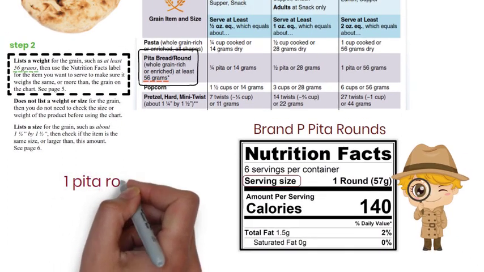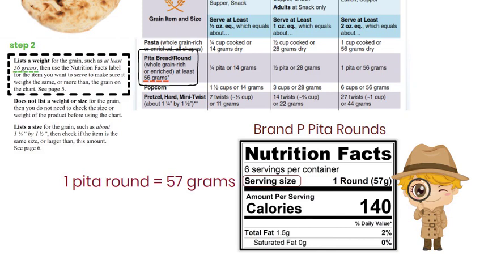This label for brand P pita bread rounds shows us that one serving of brand P pita rounds weighs 57 grams. This label also shows us that there is one pita round in one serving. Therefore, we know that one brand P pita round weighs 57 grams. We have now confirmed the weight of the pita bread in the chart is at least 56 grams. The nutrition facts label for brand P pita rounds tells us that one pita round weighs 57 grams.